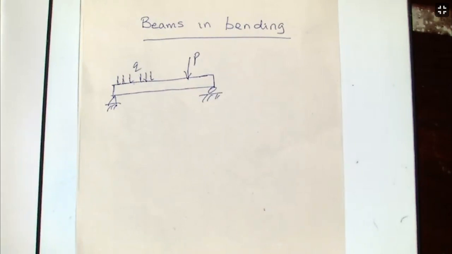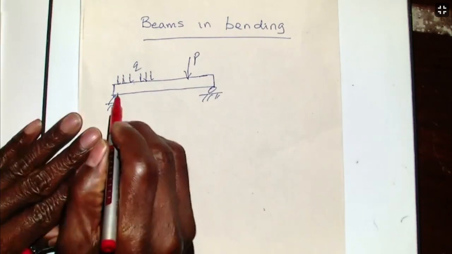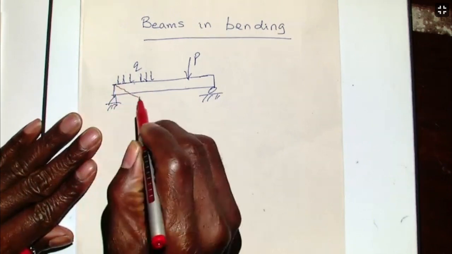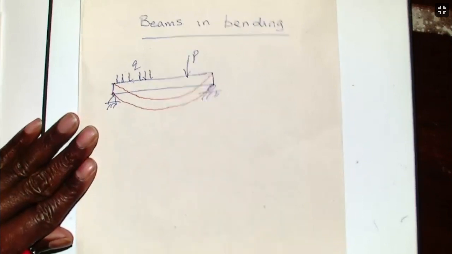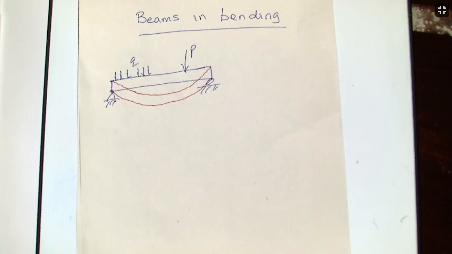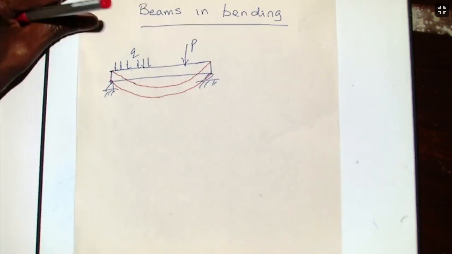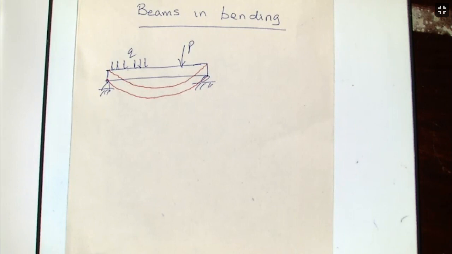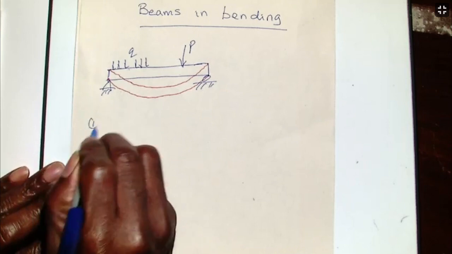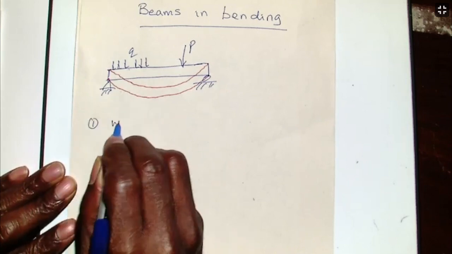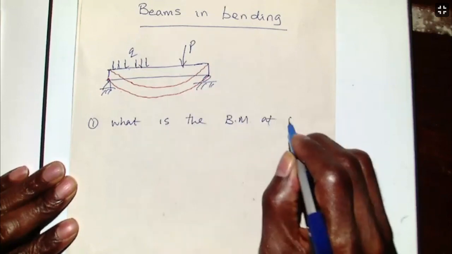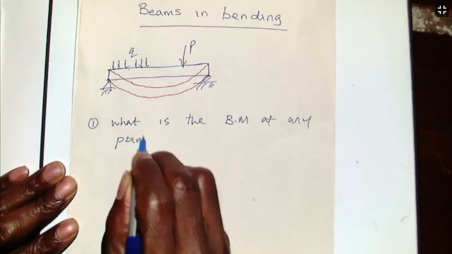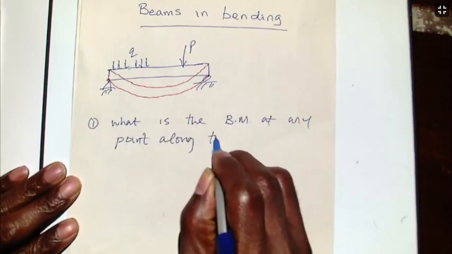We know the beam is going to bend, and when the beam bends, it will probably deform like that and like that. And because of the shape of the deformed beam, we know we're going to have some bending moment. What we've been trying to do is to answer 3 simple questions. The first one is, what is the bending moment at any point along the length of the beam?